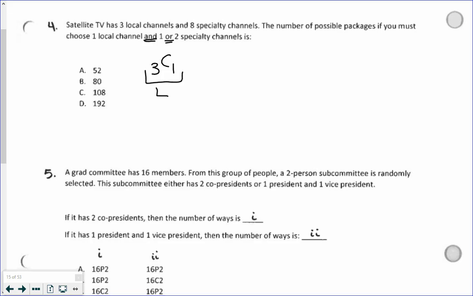So here's the trick to this. And means times. Or means add. Okay? So and means times, or means add. So I'm literally just going from the English to the math. So you have 8 specialty, you have to select 1, or 8 specialty, and you're picking 2. If you punch that in exactly as it's written, you will get out the wrong answer.